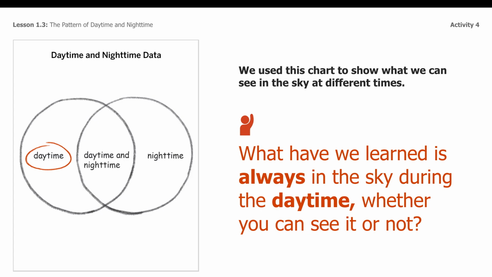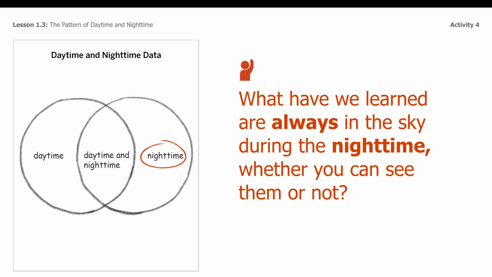Well, we did a sorting activity and we saw things that we only saw in the daytime. Think about that. You could pause to think about what we've learned is always in the sky during the daytime and whether we could see it or not. Think about what we have learned is always in the sky during the nighttime, whether you can see it or not. So that means, for example, well, think about it yourself. Maybe you thought of the moon, and you can't always see the moon. Maybe it's not a full moon. Maybe it's a cloudy night, but we still know it's there, right?